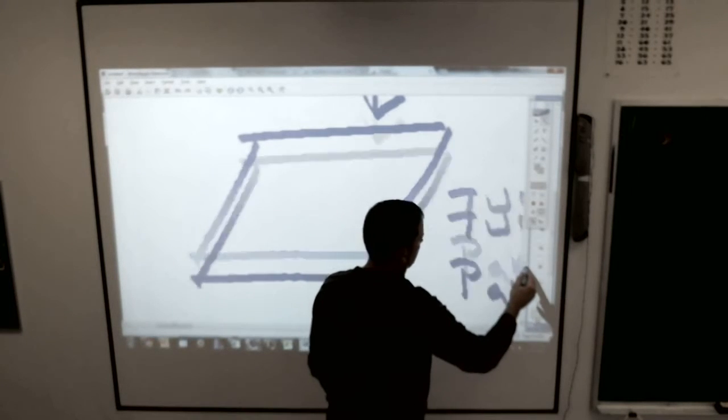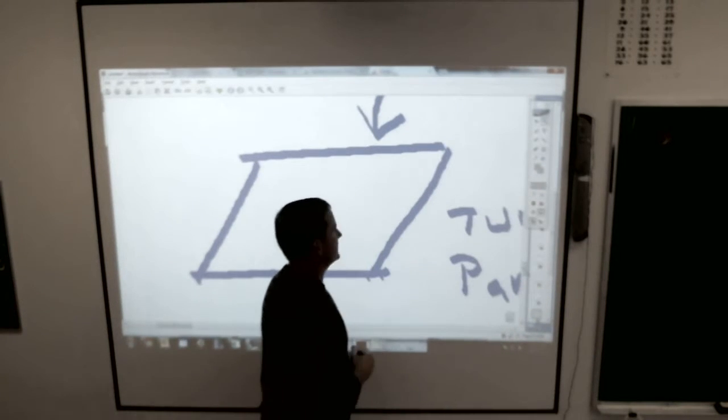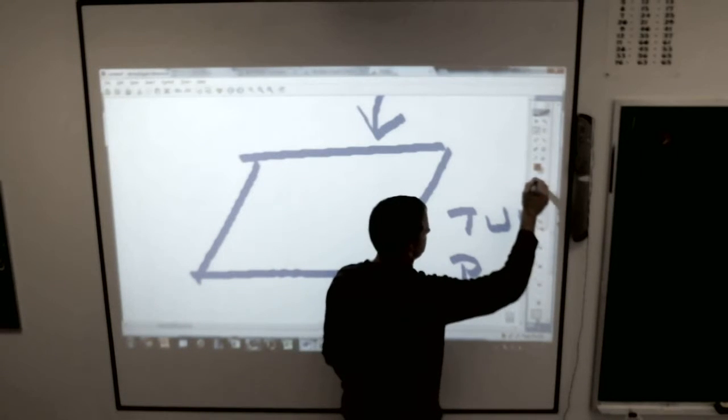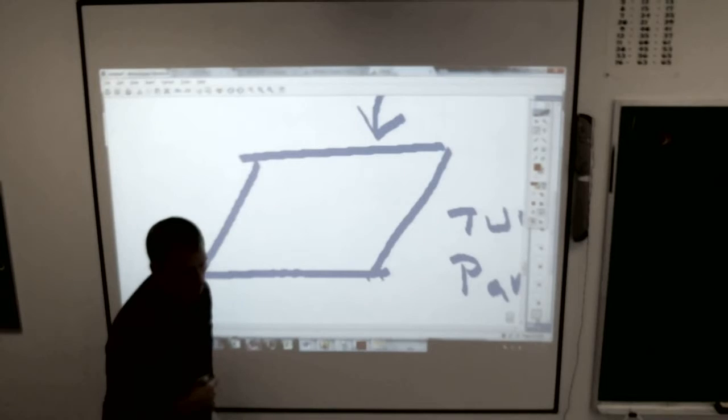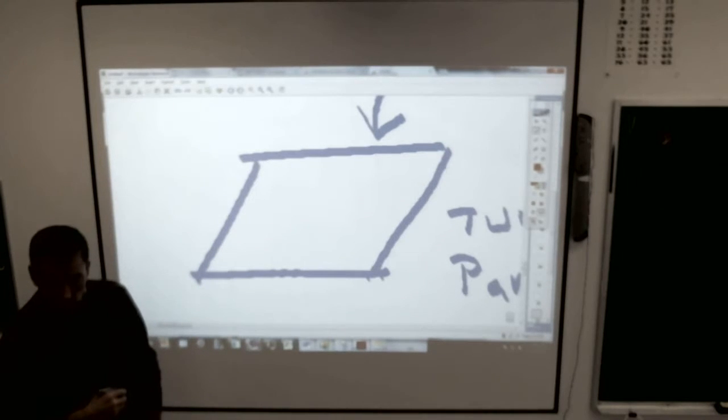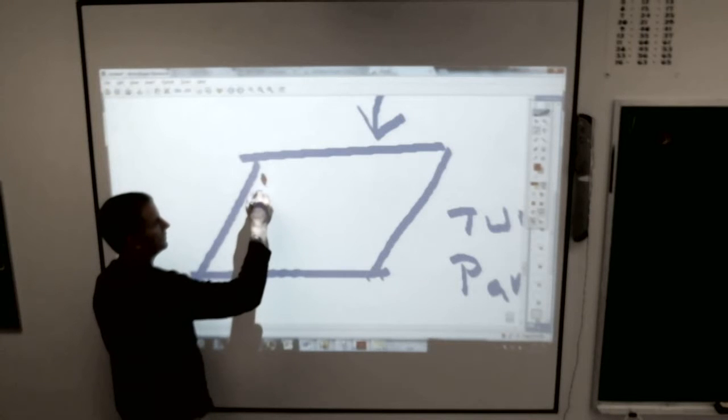Why not? Everything I draw inside this parallelogram is also a parallelogram. We just don't call it a parallelogram. We use the more specific side. For example, a rectangle.